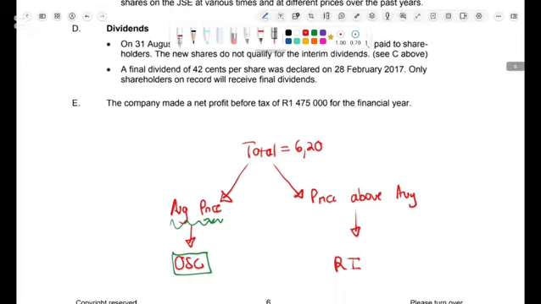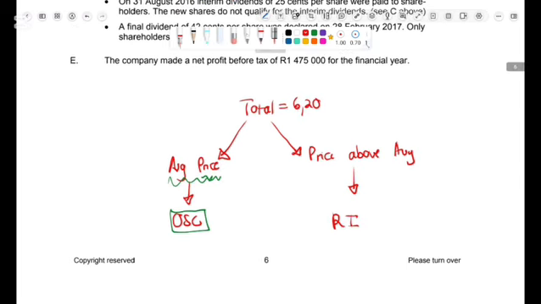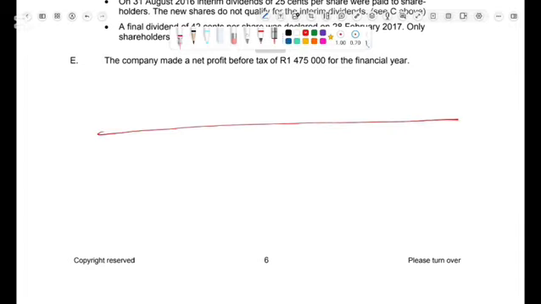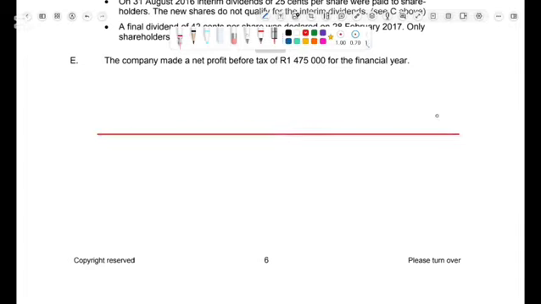I don't want the total. What do I want? I want the average price, because I know when I'm preparing the ordinary share capital note, I need to find my average price. So this is what I'm going to go and do. I'm going to go and find the average price. So now how do I find my average price, right? So let's erase that and go and draw our year.